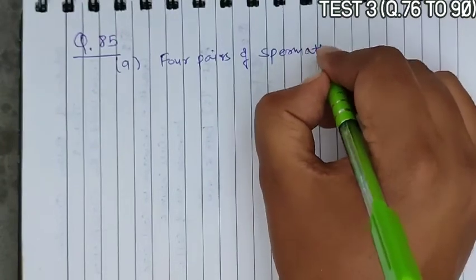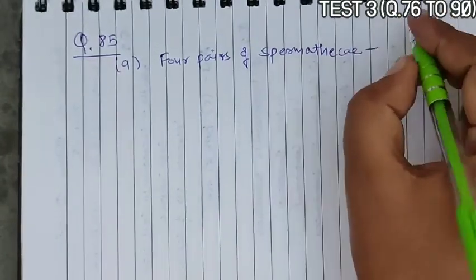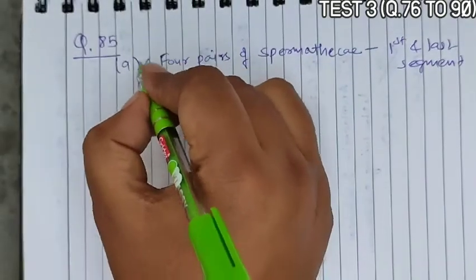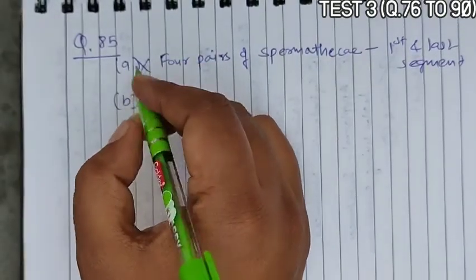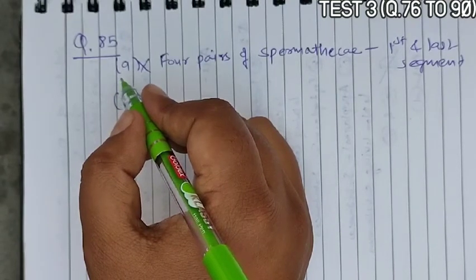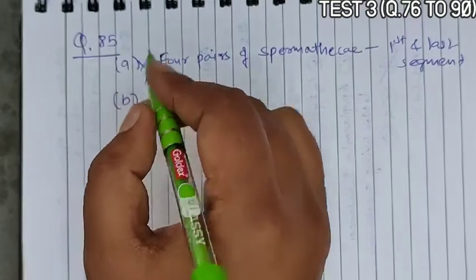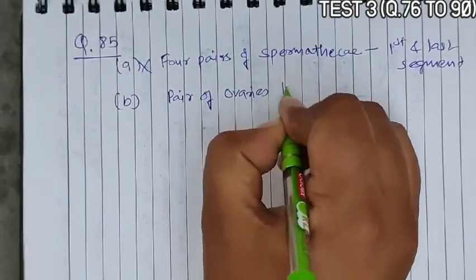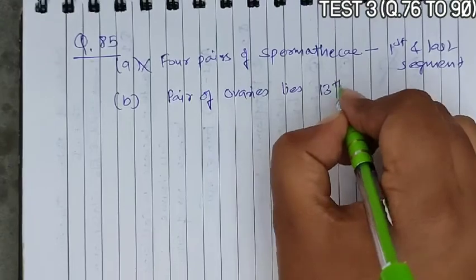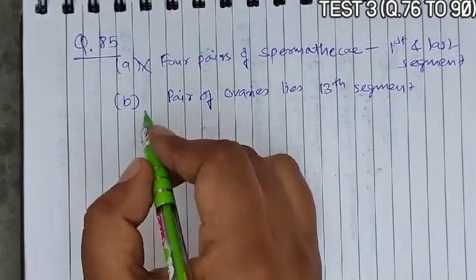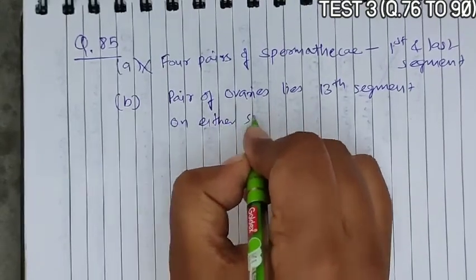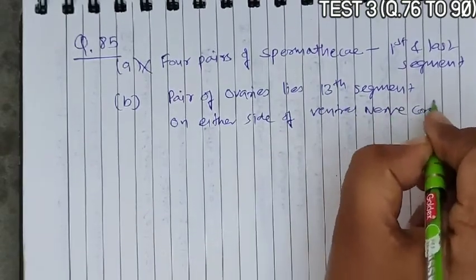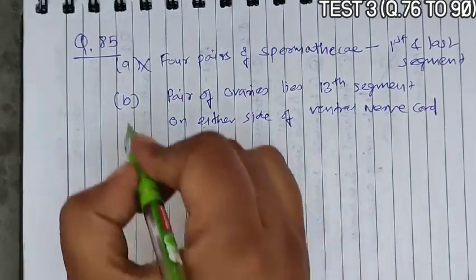spermatheca, but not in 4 to 7 segment. It is found in first and last segment. So this is the incorrect one. Option B is given as 1 pair of ovaries attached at intersegmental septum of 14th and 15th segment. Actually, a pair of ovaries lies in 13th segment on either side of ventral nerve cord. So it is not in the 14th and 15th segment. So it is an incorrect statement.